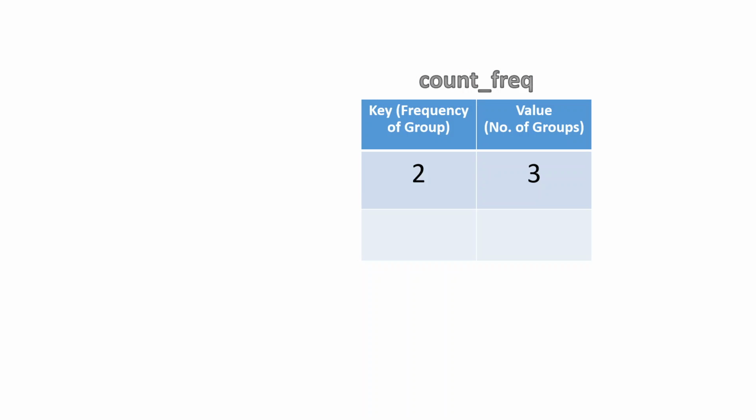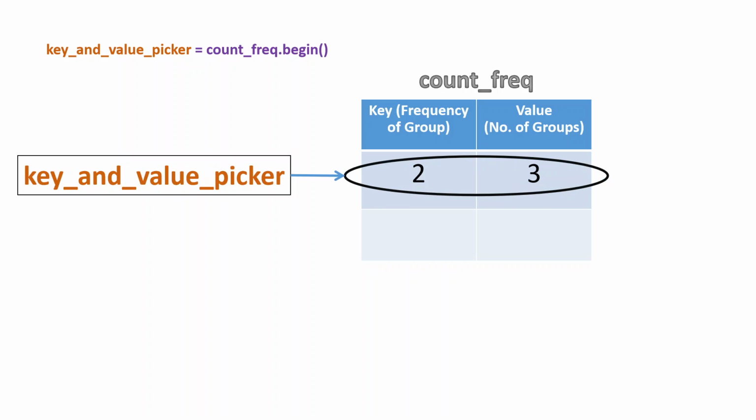Now, before moving on, let's see how we will access the key and the value inside the count frequency hash map. For that, we'll introduce a key and value picker, that is basically a pointer, and I'll equate it to count frequency dot begin. What it will do is create a pointer pointing to the very first element of the hash map. At this point, in this example, we have only one element, so it will just point to the first element.